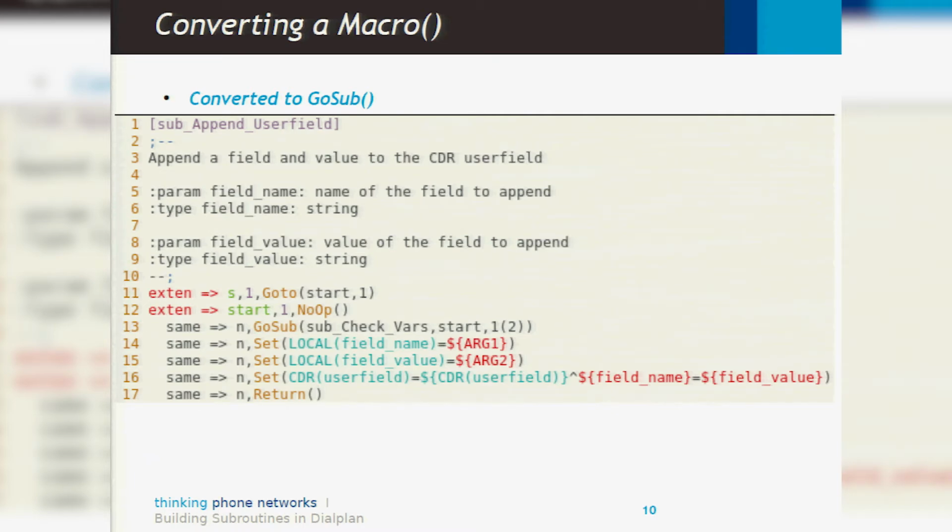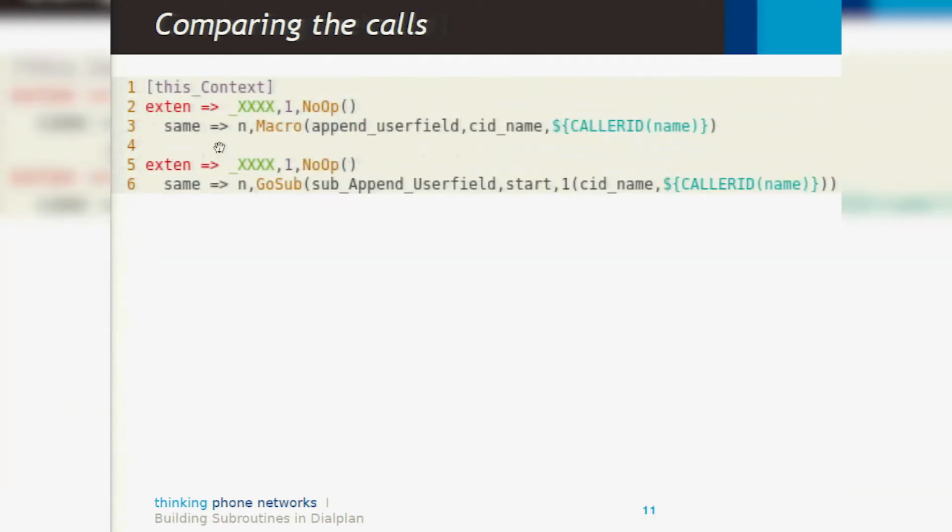Comparing the calls. So this is essentially, once I've built my macro and subroutine, I have to be able to actually utilize it. So the difference here is pretty self-evident. We've got macro, which has that syntax where when I define the macro, I have macro dash in the context name, but I don't utilize it here. And then arg1 and arg2, which is in this case a CID name, and arg2 is the caller ID name.